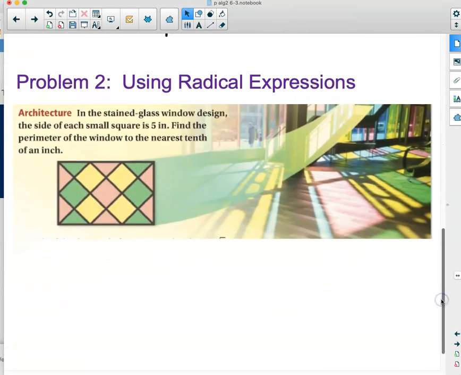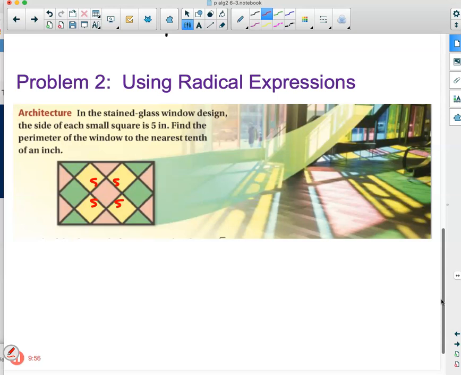But we have a little word problem. First day back, and already a word problem, right? Using radical expressions. In the stained glass window design, the side of each small square is 5 inches. Ooh, that's important. 5, 5, 5, 5. Okay. Find the perimeter of the window to the nearest tenth of an inch. Oh, 5, 10, 15. Wait a second. That's not 5. The sides are 5.